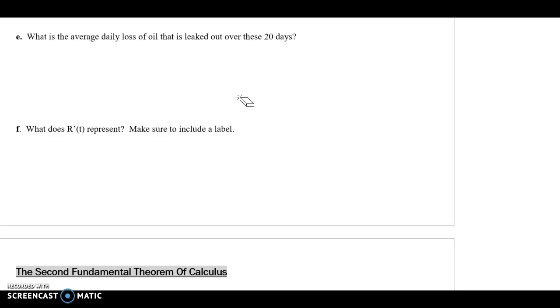Instead, if we could figure out how much total oil leaked out during those 20 days, and divide it by the 20 days, that would tell us on average how much leaked out per day.